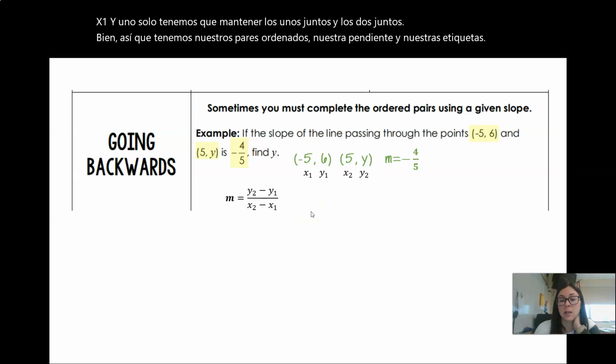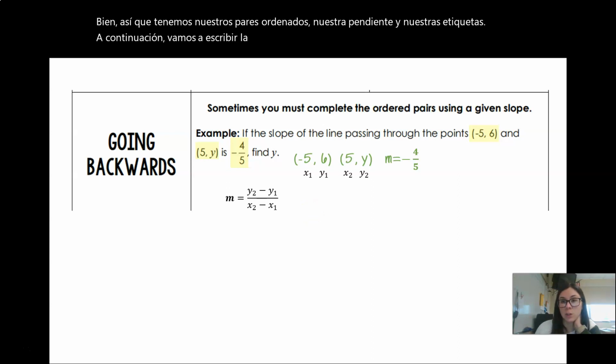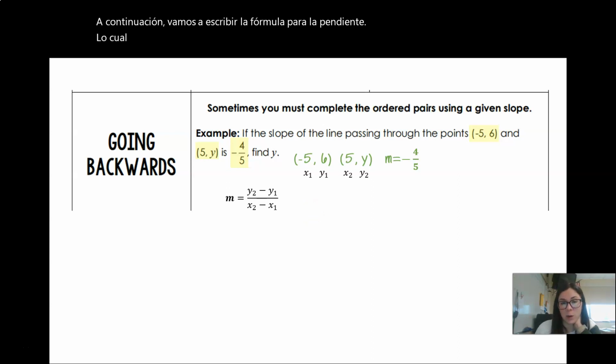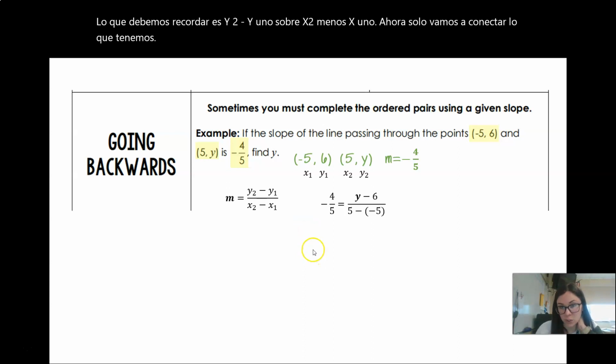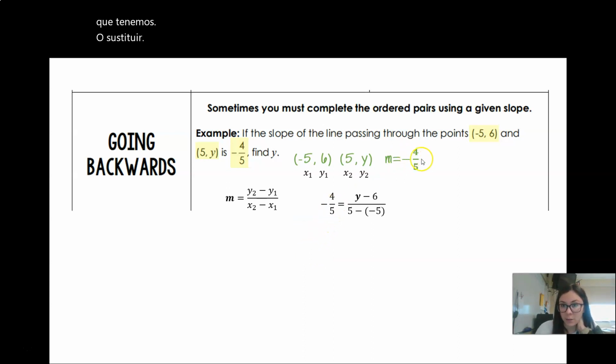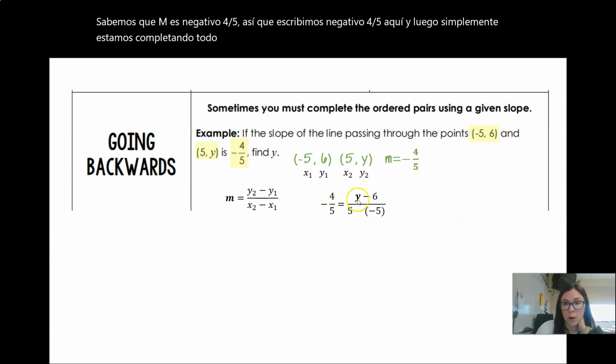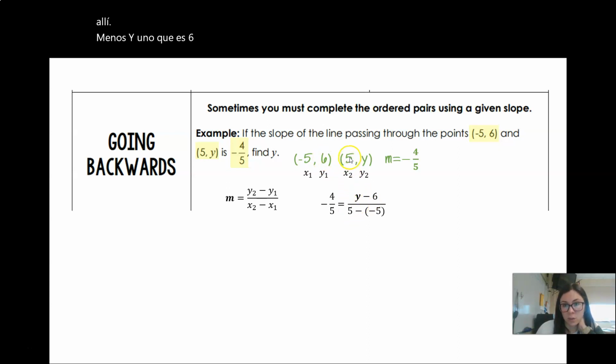Next, we're going to write the formula for slope, which we need to remember is y2 minus y1 over x2 minus x1. Now we're just going to plug in what we have, or substitute. We know m is -4/5, so we're writing -4/5 here, and then we're just filling in everything else. We don't know y2, so we're keeping the y there, minus y1, which is 6, all of that over x2, which is 5, minus -5, which is our x1.